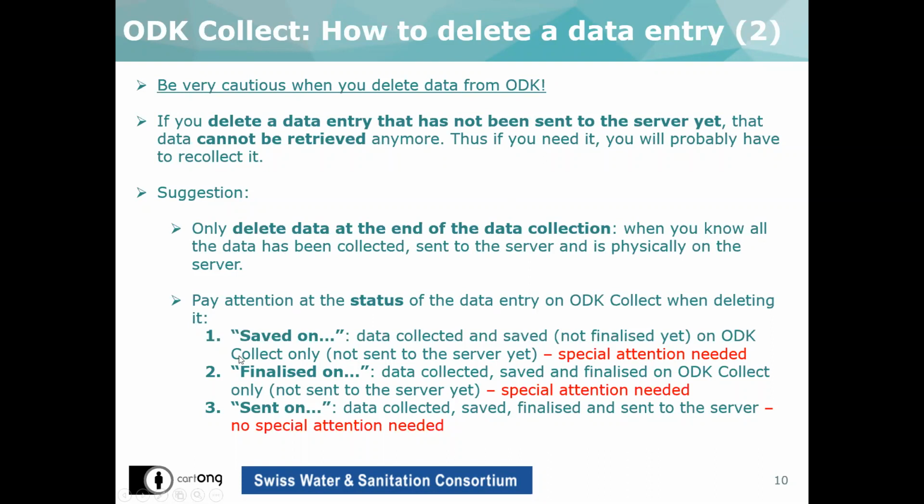So basically, pay very, very much attention to those that have a status saved on. So this means the data is collected and saved, but not finalized yet, so not sent to the server yet. And the ones that are finalized on, so this means the data was collected, saved, and finalized on ODK Collect, but not sent to the server yet. The ones that have a status sent on, it means they were sent to the server. So there's a copy of them there, it's fine. But be very careful with the other ones, because if you delete them, they're gone. You need to recollect the data.